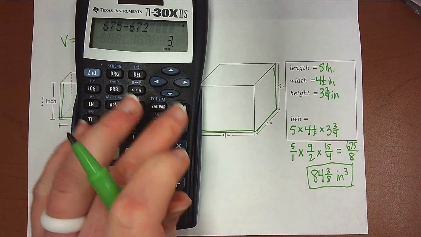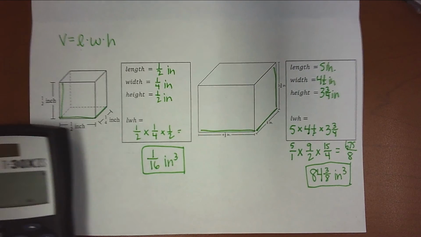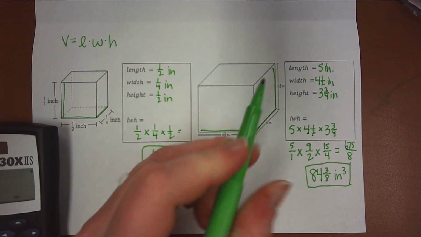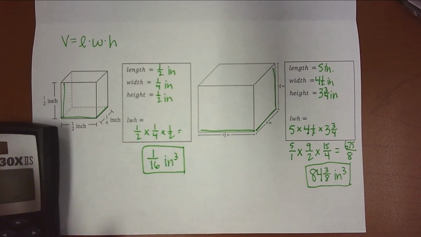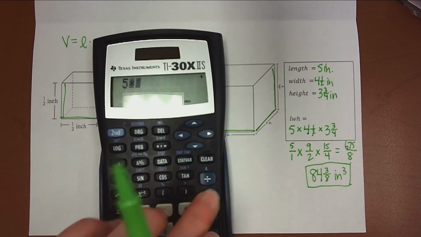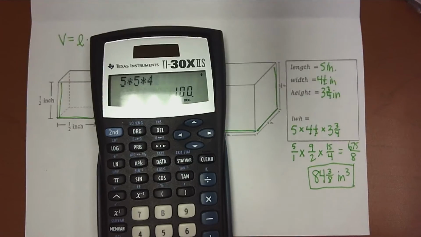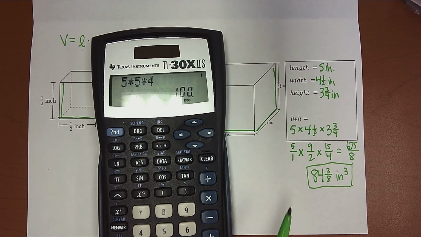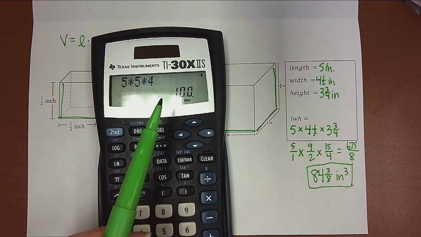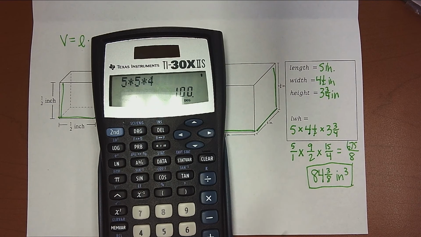If I wanted to double check and make sure that my answer makes sense, I might say 4 1/2 is about 5, and 3 3/4 is about 4. 5 times 5 times 4 is equal to 100, and 84 is close enough to 100 that my estimation and my exact answer seem close enough.